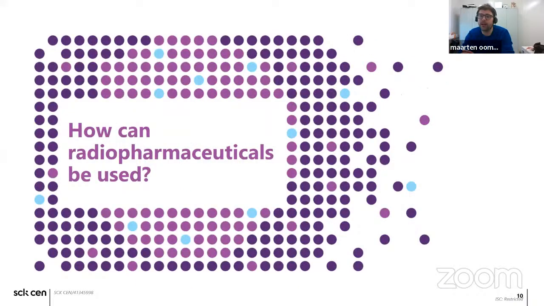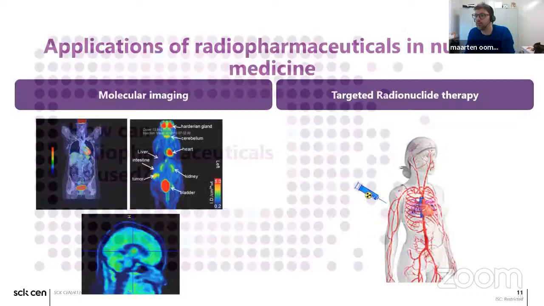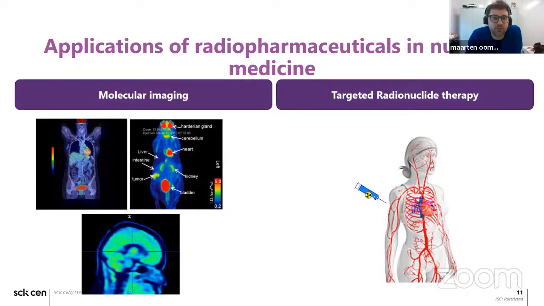So now, to give you a bit more of an overview of how these things can be used, because it's all very nice in theory, but there are some real applications that have been coming from the clinic for quite a while that prove the use of radiopharmaceuticals. For that, I want to give an overview of two major applications in nuclear medicine: molecular imaging, using the imaging isotopes, and targeted radionuclide therapy, using the therapeutical isotopes. So let's kick off with molecular imaging.